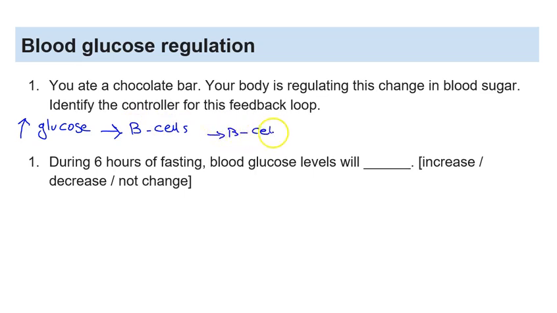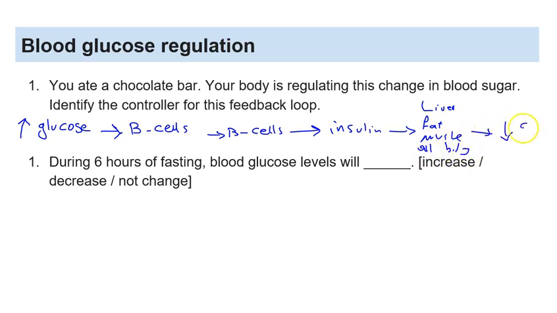So beta cells of the pancreas are going to release the insulin into the blood, and the insulin is going to the liver, to fat tissue, to muscle tissue, and also all body cells, trying to lower the blood glucose level.